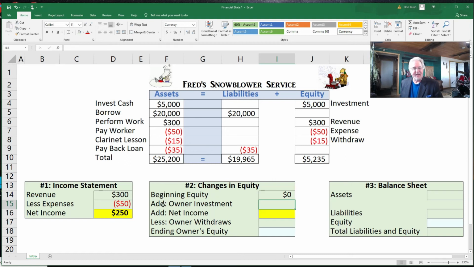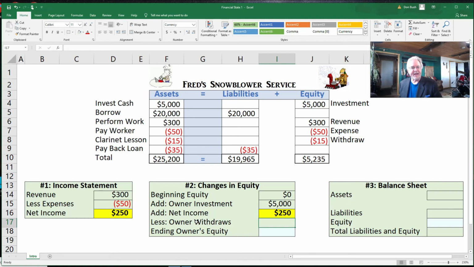Now the next step in this changes in equity statement is that we're going to add any owner investments. And Fred did invest some money into the business, $5,000. So we'll write that down right here. And then we're going to add net income. Where do we get that from? Well, we figured it out right over here. $250. So it just gets transferred over.